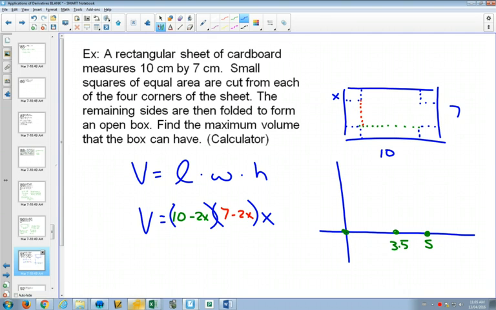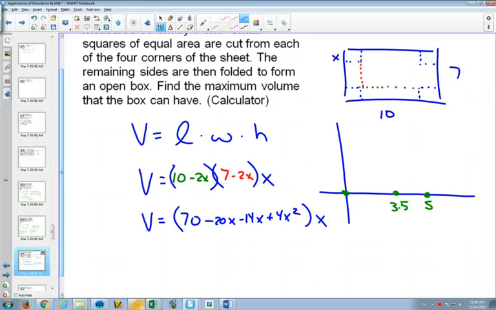If we multiply this out, I'm going to not have enough room in that bracket a little bit further. We'll get 70 minus 20x minus 14x plus 4x squared. Combine your like terms and multiply that x through. You'll get 4x cubed minus 34x squared plus 70x.